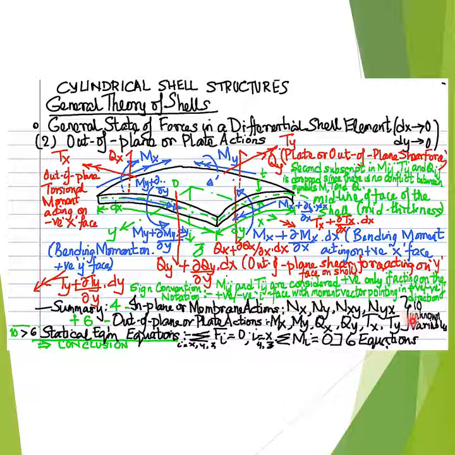Hence, there are 10 unknown variables, that is the 4 internal in-plane or membrane actions, nx, ny, nxy, and nyx, plus 6 outer plane or plate actions, mx, my, qx, qy, tx, and ty, resulting in 10 unknown internal actions totally, or 10 unknown variables.